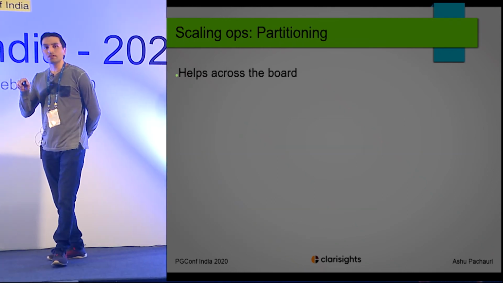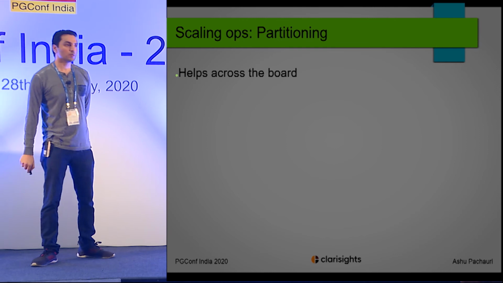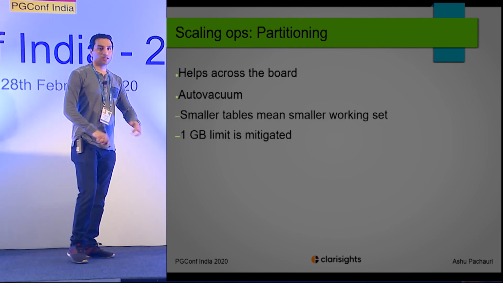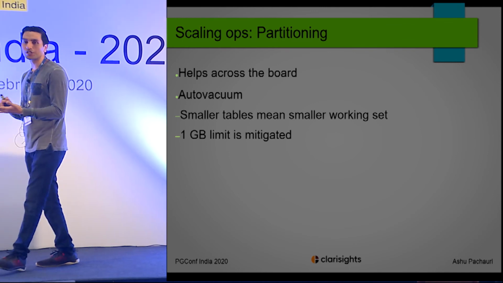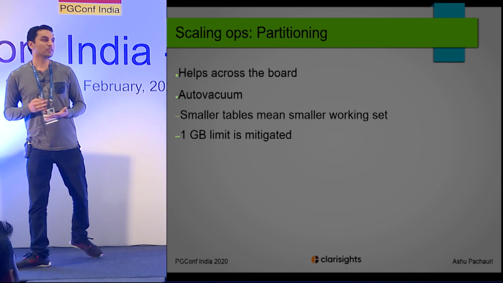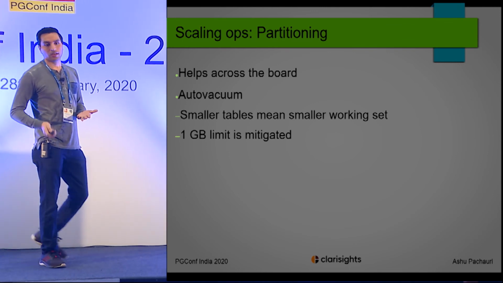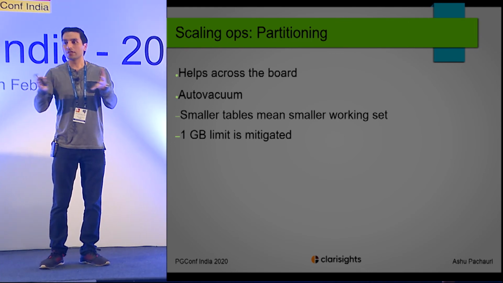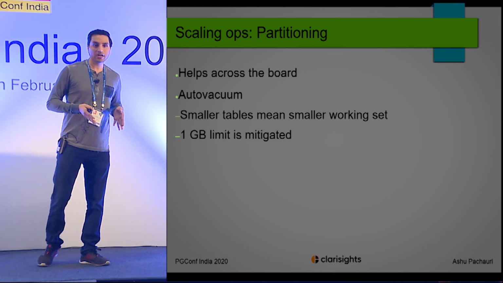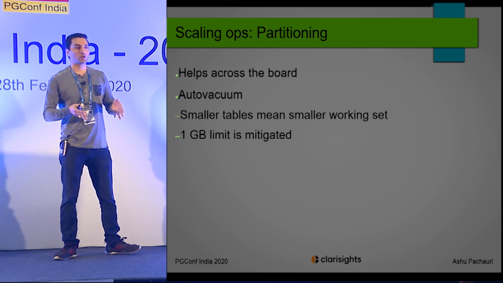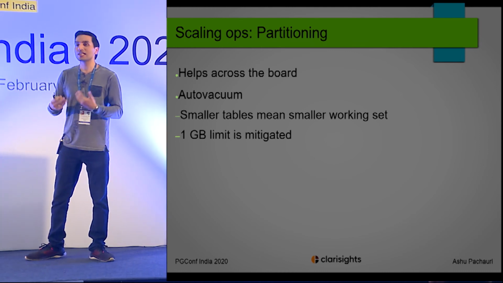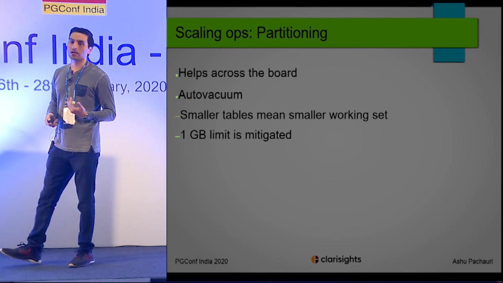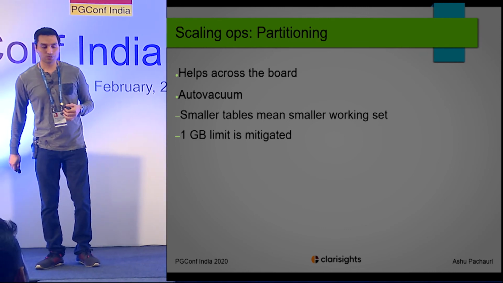There is one single solution to both of these problems, and that is partitioning. If you partition your tables, you have a smaller working set for all the operational maintenance tasks that happen on Postgres. Indexes are smaller, so you are creating indexes in smaller chunks, you are autovacuuming in smaller chunks, and you are less likely to hit the 1 GB allocation limit in Postgres.